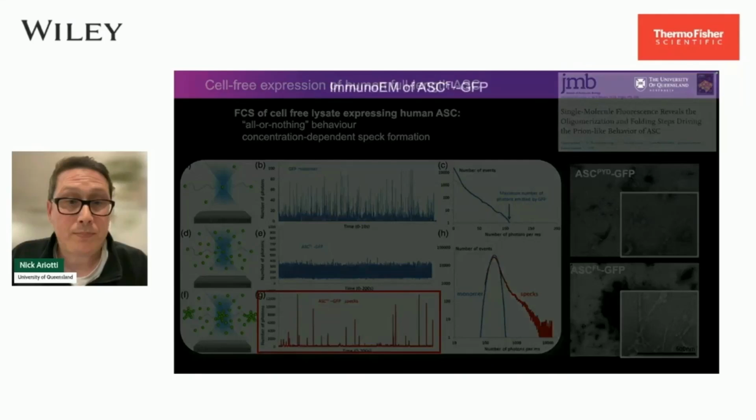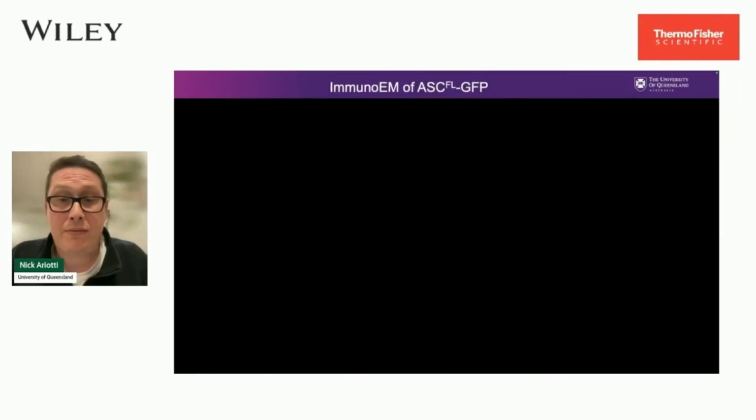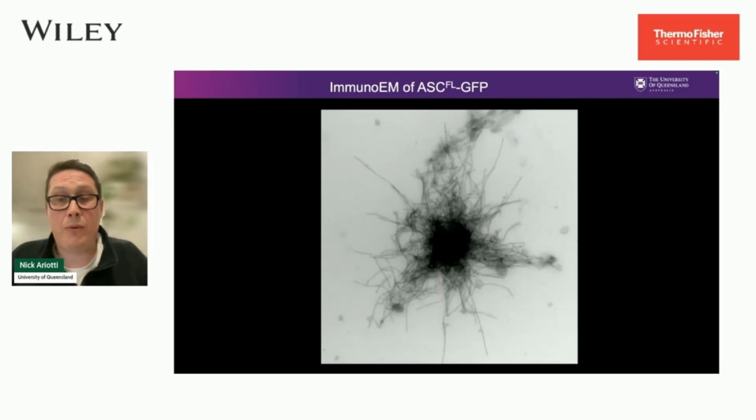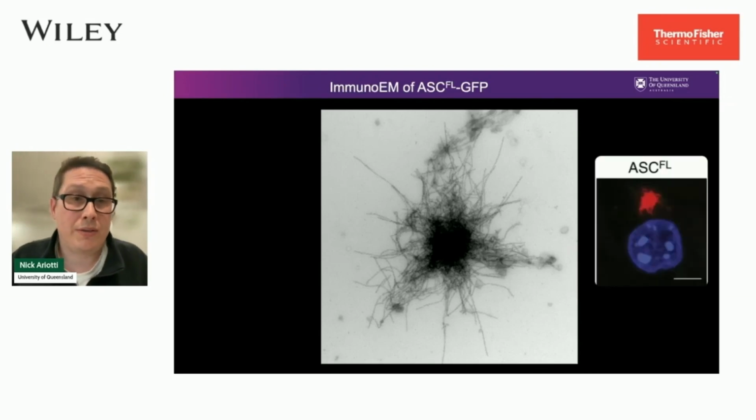So to check that these ASC filaments are in fact our full-length ASC protein with our GFP tag, we performed immunoelectron microscopy with an anti-GFP antibody directly conjugated to gold particles. And this is what that looked like. You can see that these filaments extend from a dense core, and at low magnification, this closely resembles what we see for ASC filaments, ASC specks, in the cellular context.